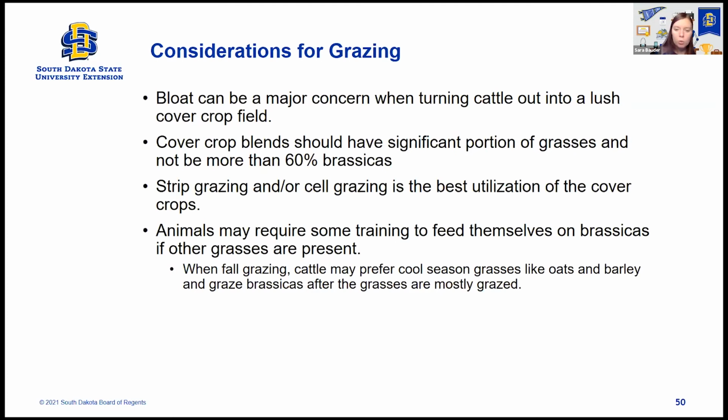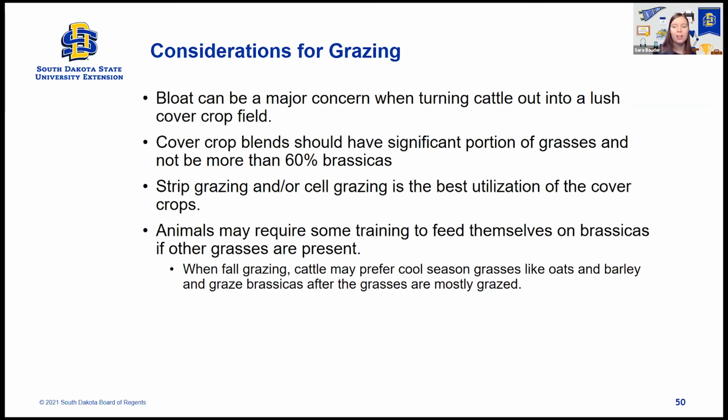Strip grazing or cell grazing is a great utilization of cover crops. Some people try mob grazing, but using some of those grazing techniques can really help manage them. And I mentioned earlier the take half, leave half approach is pretty common. For some producers, that seems like you're leaving too much, but remember, everything you leave is going back to the soil and it's nutrient cycling. So it helps if we can try to leave half or close to that.